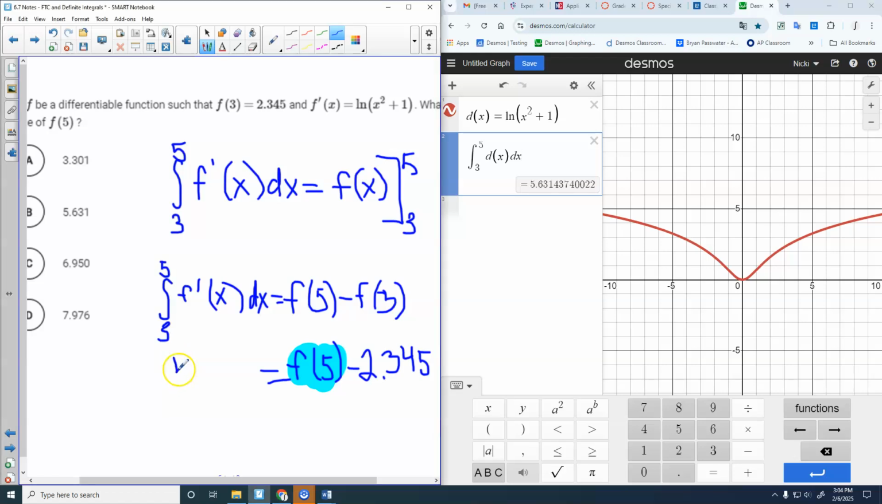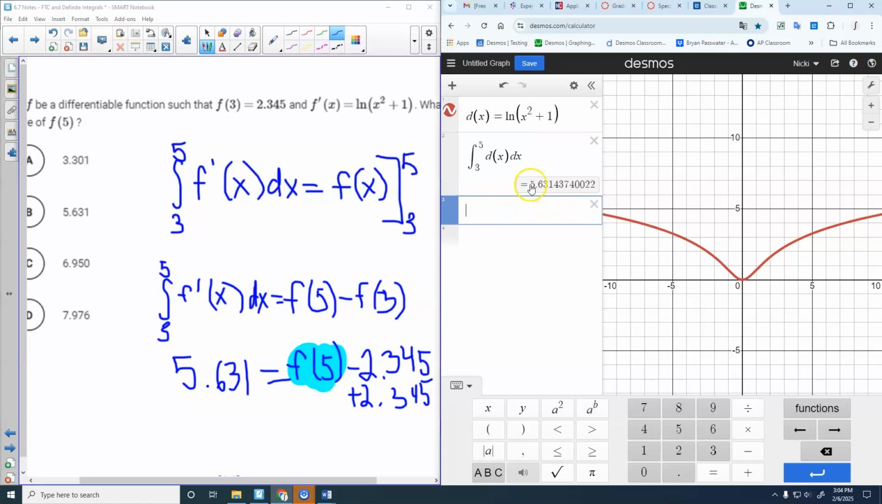So this is going to be 5.631. Here, that's the value of all of this stuff right here. So if I want to know f of 5, what do I need to do? I've just got to add 2.345. And I'm going to add that to both sides. So if I take that number, 5.631 plus 2.345, I'm getting 7.976, which is answer choice D for that one.